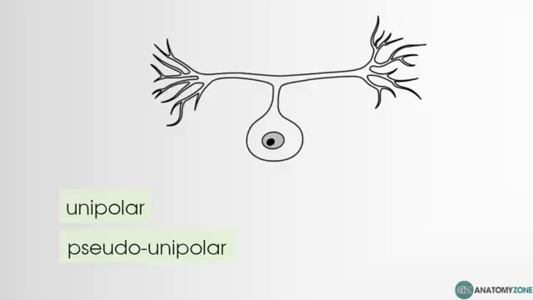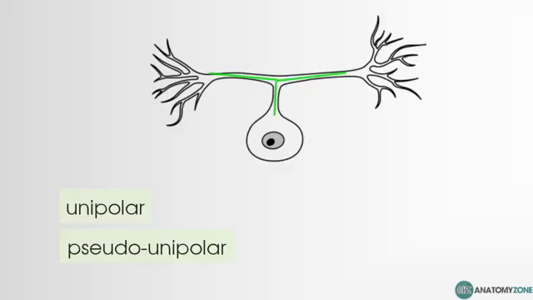So looking at the diagram on the far left, you can see that there's only one process extending from the cell body. Now if this was a true unipolar neuron, this process would extend and you'd have the axonal endings emerging from this one single process. But what happens in a pseudo-unipolar neuron is that the process leaves the cell body and it splits into these two axonal branches. So you've got one branch extending to one side and one branch extending to the other.